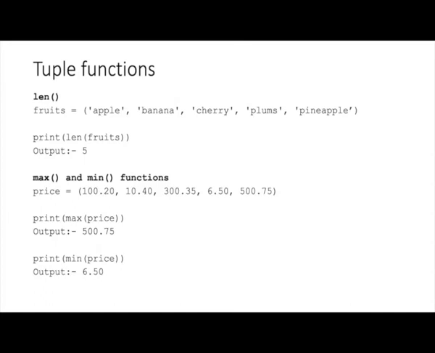Now, I say print max of price. I call the function max and pass price as the parameter, the price tuple. Now, you see, which is the maximum value which exists in the price tuple? Yes, it is 500.75, that is the output, the max value of the price tuple. Similarly, when I say print min of price, what is the minimum value? Yes, 6.5. So, that is printed as output.